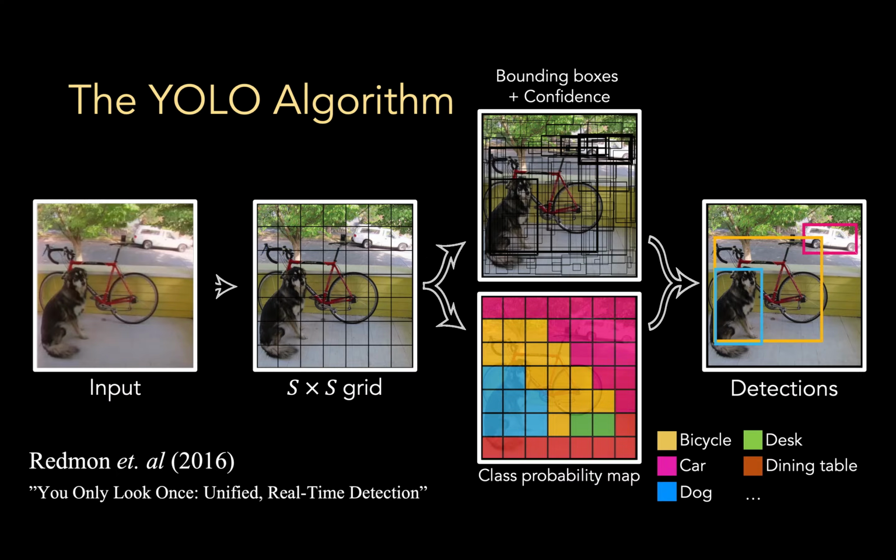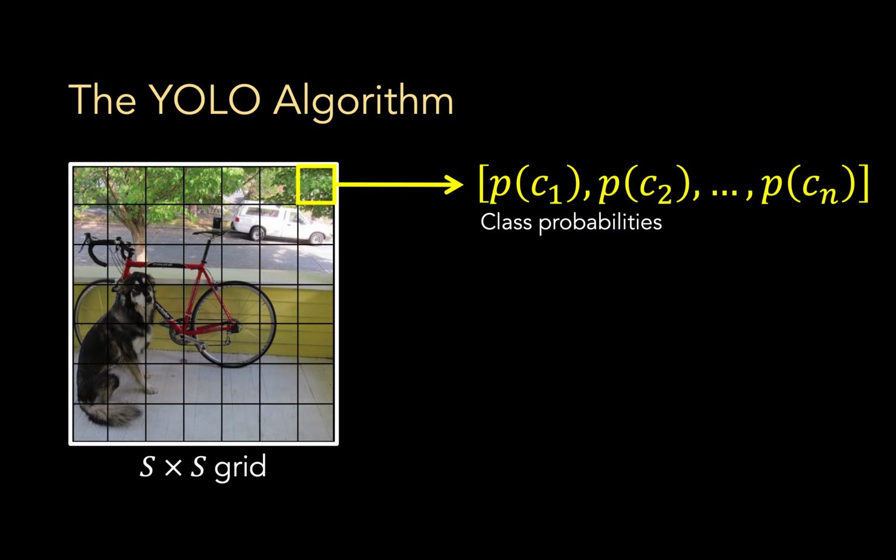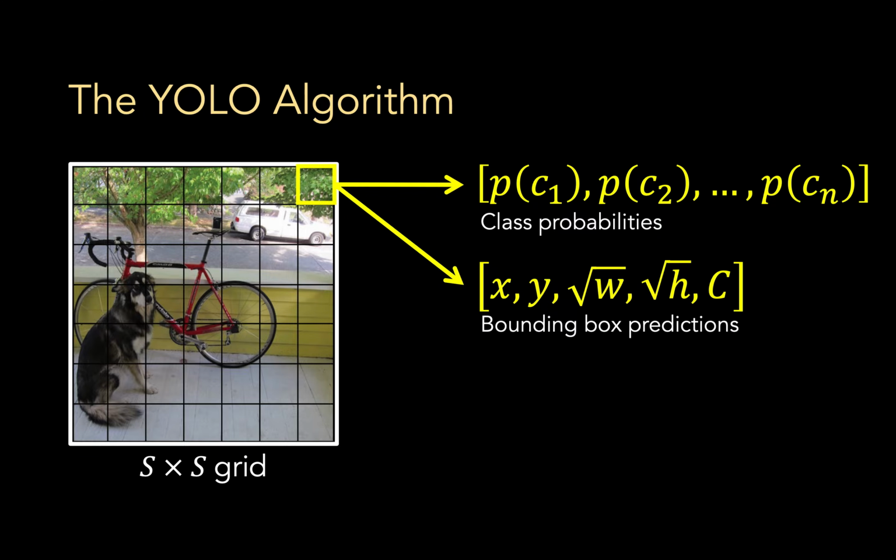So, that's the abstracted framework, but how does it actually work in practice? Well, for each grid cell, we compute a set of output vectors. The first vector is a vector of class probabilities. The second is a set of bounding box parameters, specifying the x and y position of the center of the bounding box, as well as the square root of the width and the height of the box. And I'll explain why we take the square root a bit later.